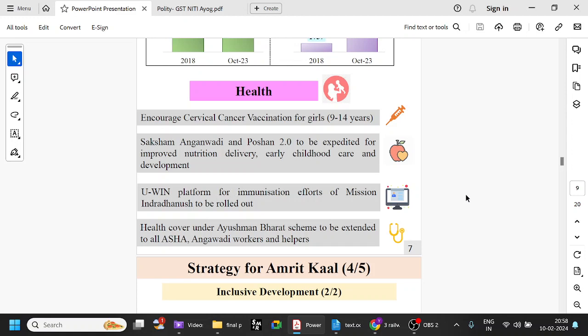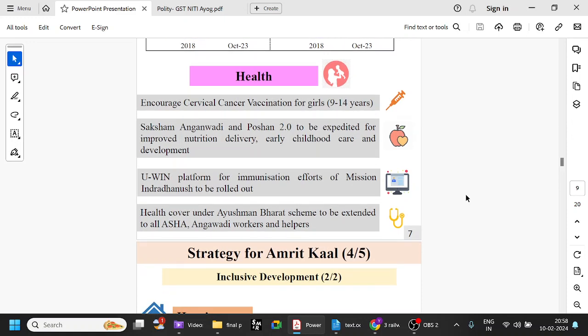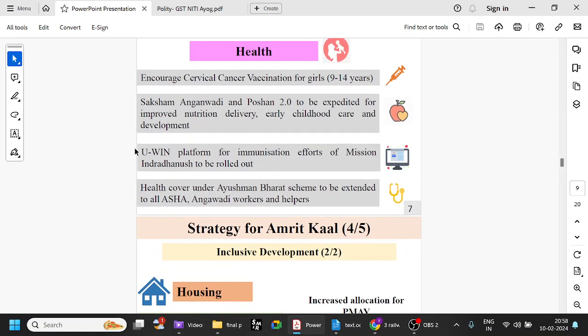The objective is to provide vaccination to all kids for a set of 7 or 9 diseases. Just go through it. And the U-WIN platform, remember that for Mission Indradhanush. ASHA workers, Anganwadi workers, helpers, etc. Fine. So remember this. This is something new: cervical cancer vaccination for girls between 9 to 14.